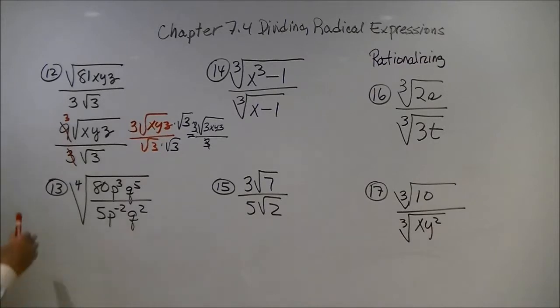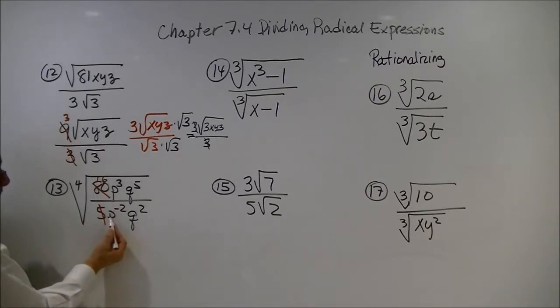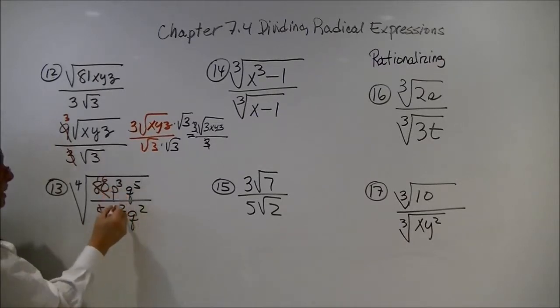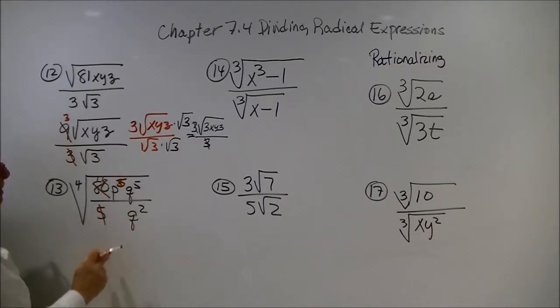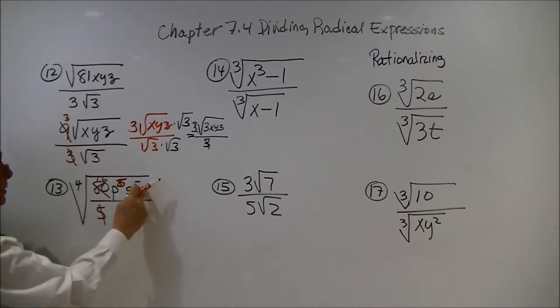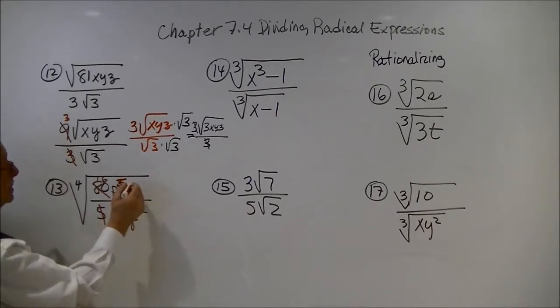Also in number 13, as we look at it, it was under 2 radical signs. I put it under a common radical sign. So now we can cancel out the 5 with the 80, and that gives me a 16. I could bring the p to the negative 2 up, and this will become a positive 5, and this disappears. And I bring the q to the second up, that subtracts from that, and this becomes a 3.